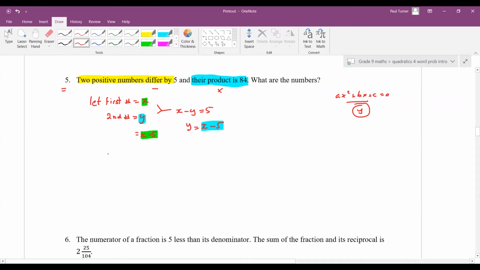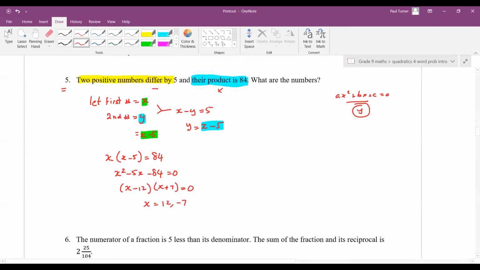So we'll have the product of the two numbers, x times x minus 5, equals 84. Okay, and then we expand it, x squared minus 5x minus 84 equals 0. If you factorize, you'll get x minus 12, x plus 7 equals 0. So x will be 12 or minus 7 here.